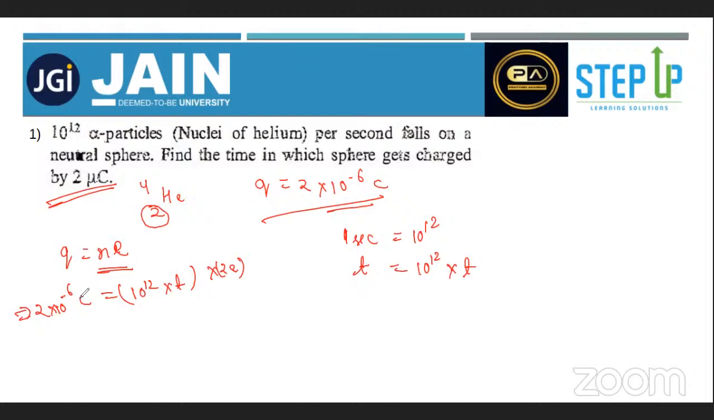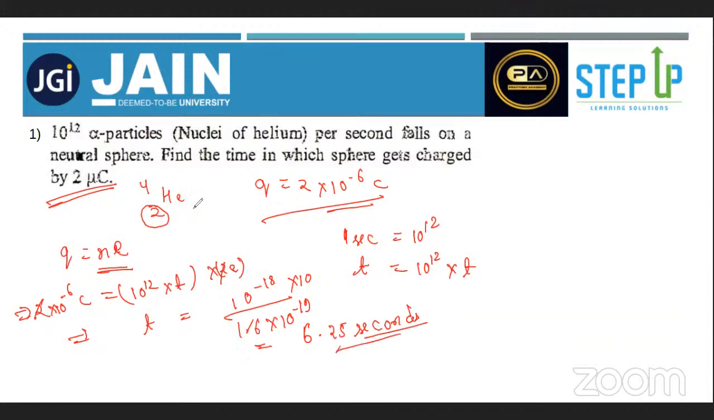I hope this is clear. So if I'm trying to find the T value, this 2 and 2 get cancelled. T is equal to 10 raised to minus 6 over 10 raised to 12, which is 10 raised to minus 18 coulomb, divided by 1.6 into 10 raised to minus 19, right? So we just remove the tens, it is 100 by 16, so something like 6.25. So 6.25 seconds.